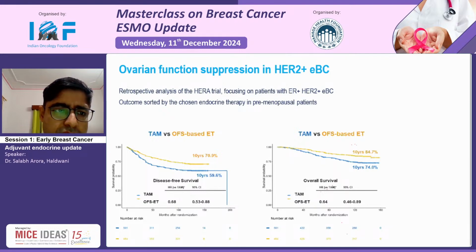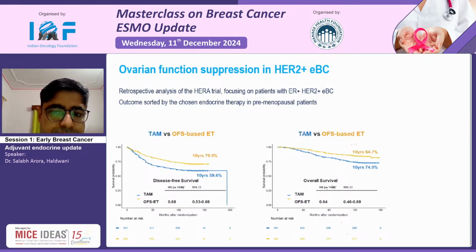Lastly, there was a retrospective analysis of the HERA trial, which included patients with hormone receptor positive and HER2 positive early breast cancer. Outcome was sorted by the chosen endocrine therapy in premenopausal patients, whether they were given tamoxifen versus ovarian function suppression. We know from the SOFT and TEXT trials that ovarian function suppression along with an aromatase inhibitor is superior to tamoxifen. Here we are looking at the same intervention in a HER2 positive population.